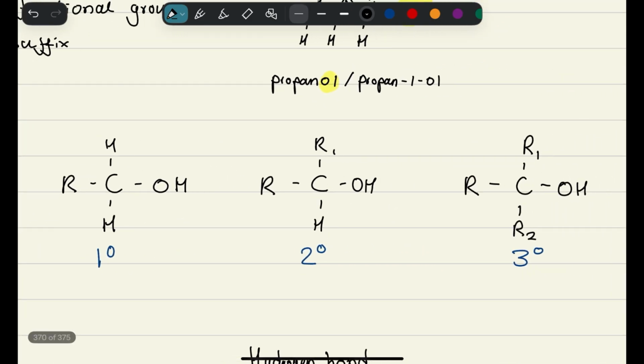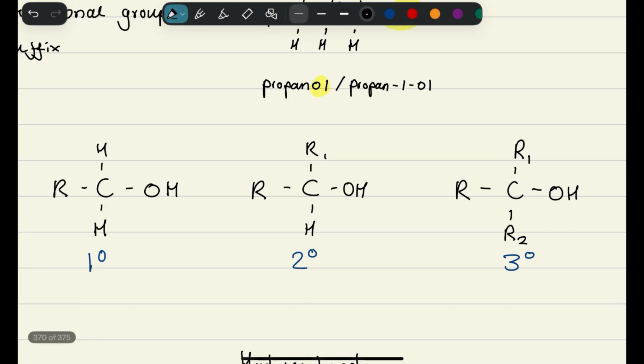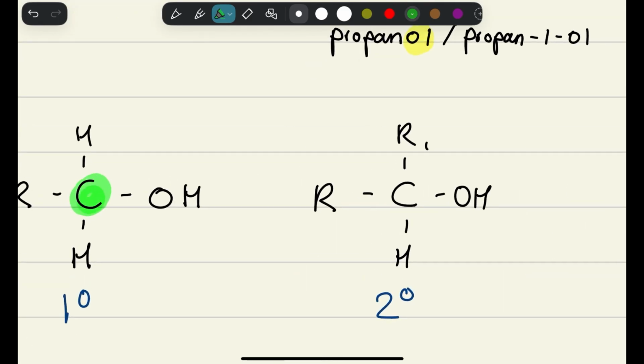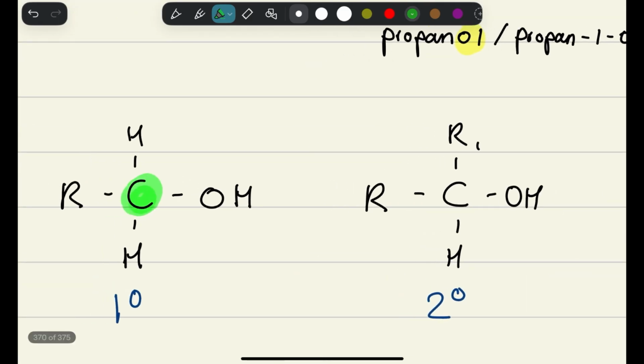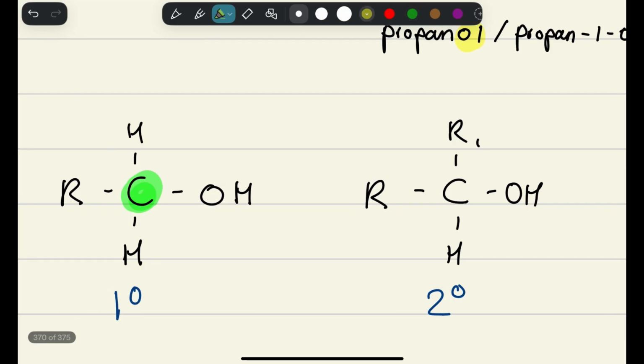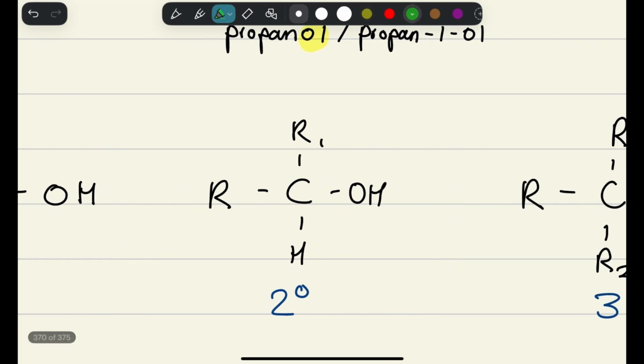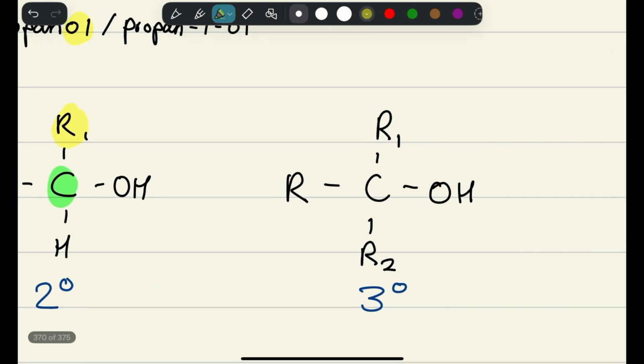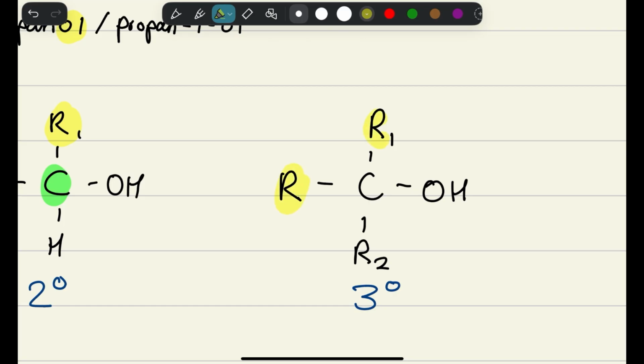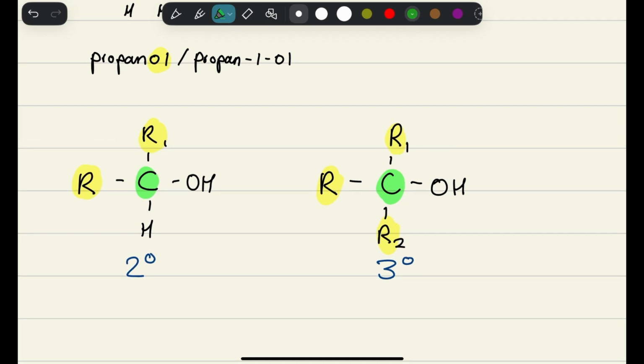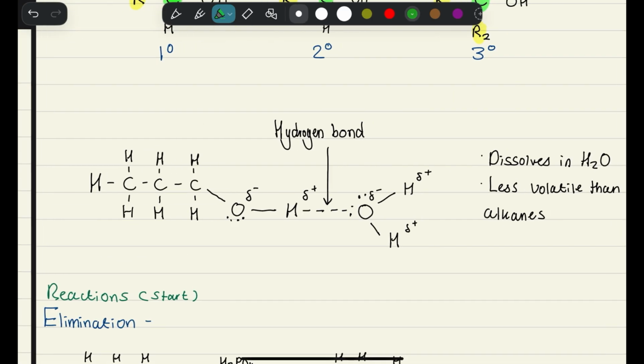Now, in terms of alcohols, we also just need to know we have primary, secondary, and tertiary alcohols, and it's all dependent on how many R groups your carbon is attached to. If we look at the carbon that's attached to the alcohol group, you can see here that we only have one R group. So this is primary. Similarly here, this one is attached to 1, 2, so this is secondary. And this one is attached to 1, 2, 3, so this one is a tertiary alcohol. That's going to be important later.